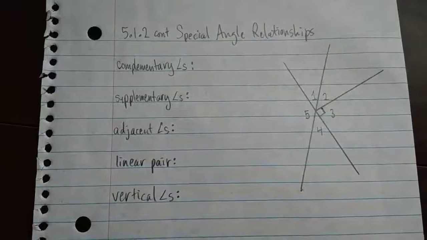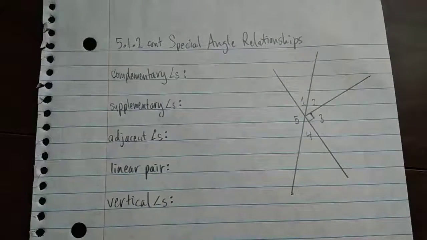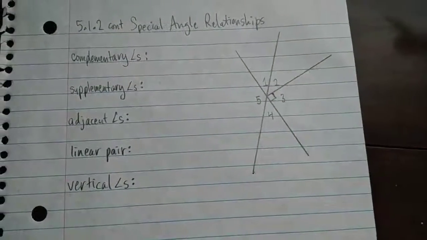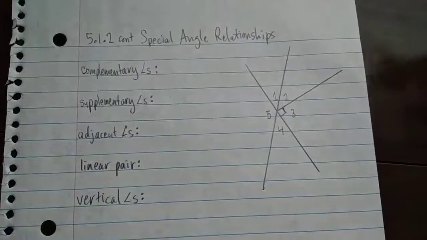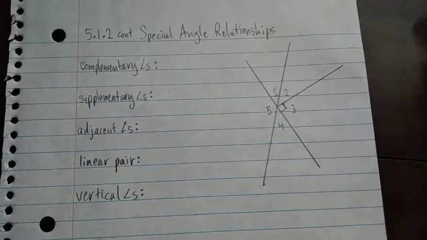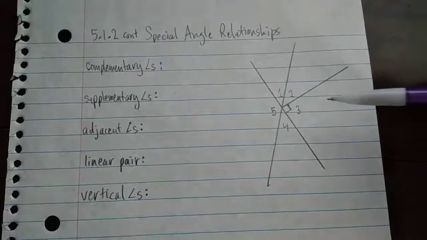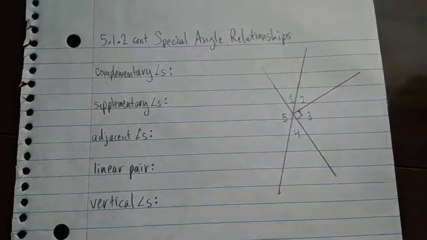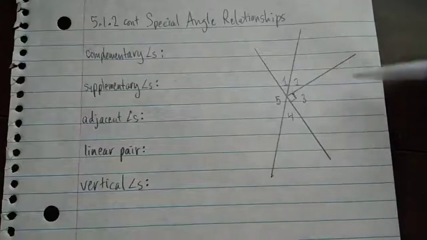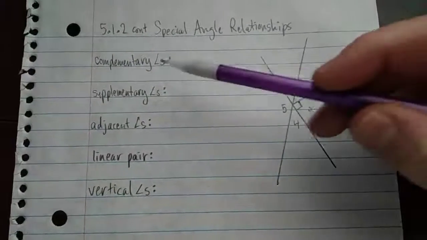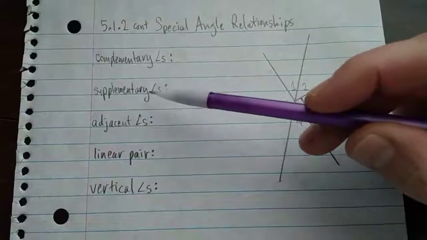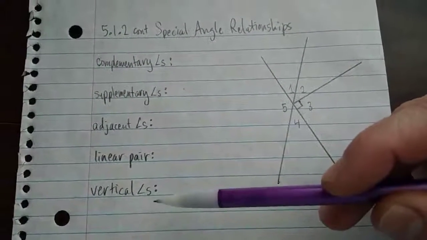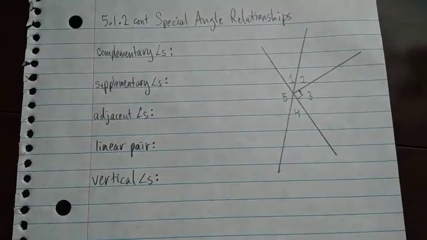So we're going to continue our discussion about special angle relationships, and you can see I've drawn a bunch of angles using my straight edge and a protractor to help me with a specific angle. You might recognize what that one might be. And we are going to use this drawing to help us identify complementary angles, supplementary angles, adjacent angles, a linear pair, or if there are more than one, linear pairs, and vertical angles.